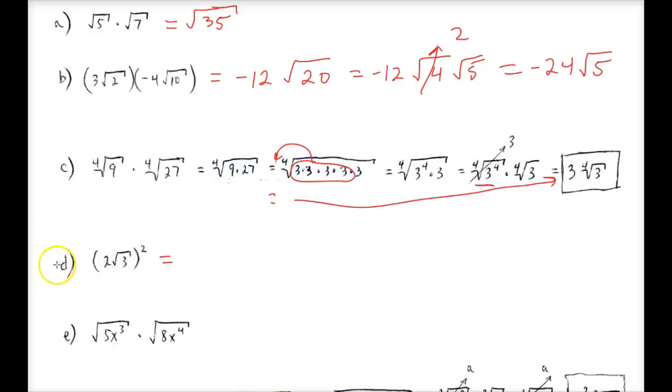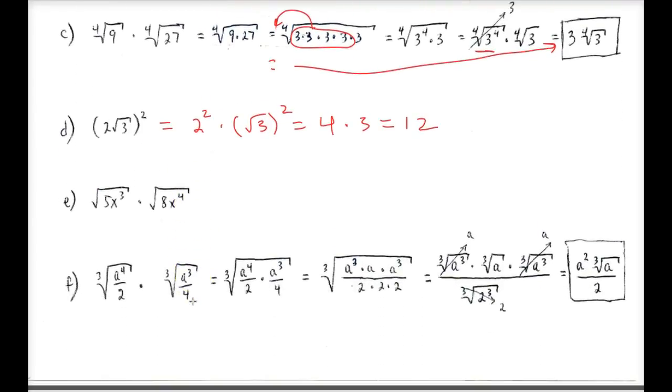For our next example, we have 2 times square root of 3, all that raised to the second power, or squared. So we can use our exponential rules and just square each of these. So 2 squared is 4. We know that the square root of 3 squared is just 3. So the answer to that is 12.